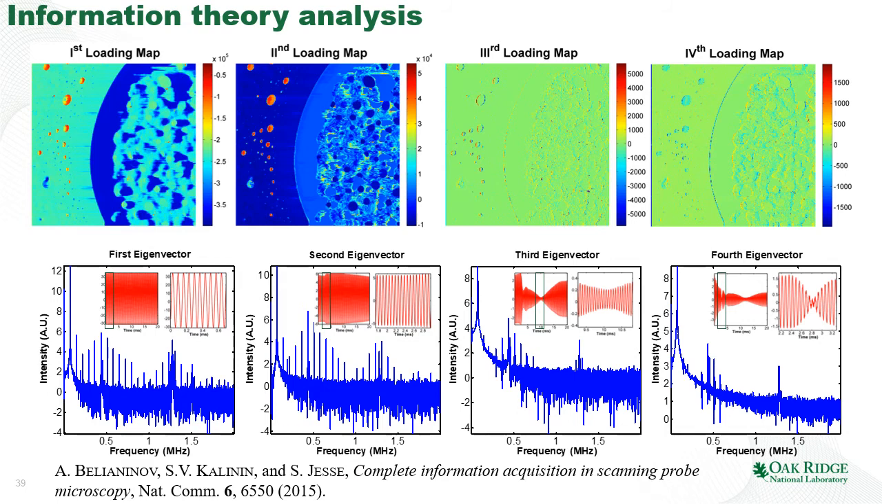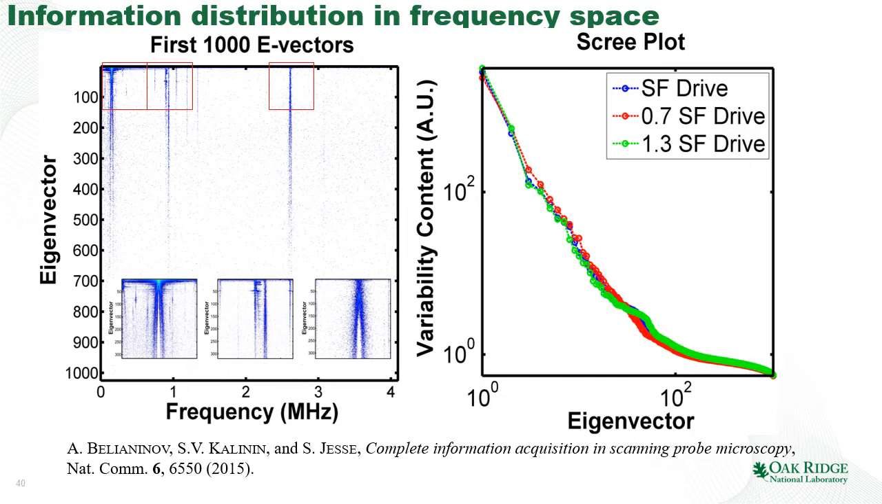And you can see that, for example, the first eigenvector is just the topography. The second eigenvector shows very rich structural information inside the polymer matrix. If you look at it, you can see a very precise structure of these crystallites inside the polymer. The third and fourth loading maps actually show the transient due to the tip-surface interactions and topographic features and so on. And in fact, we can check the information content in these images by looking at these eigenvectors versus the frequency.